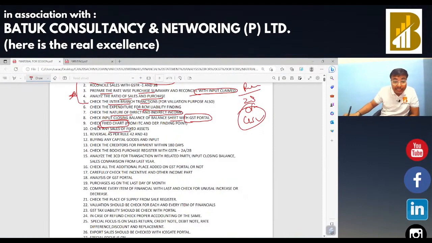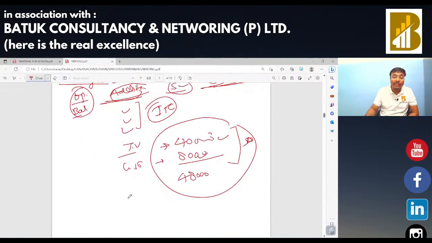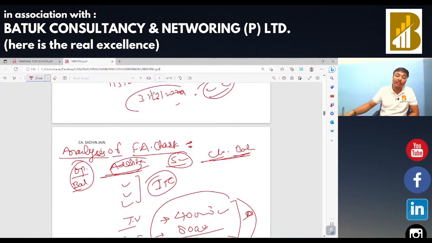If there is any sales in the fixed assets, in that case we need to check whether GST is paid on that particular sale or not. Okay, so we need to check the same. When you are going to analyze the fixed assets chart, there is one column also available regarding sales. In that case, we need to check if there is anything in that particular sales column, and whether GST has been paid on that particular sale or not.